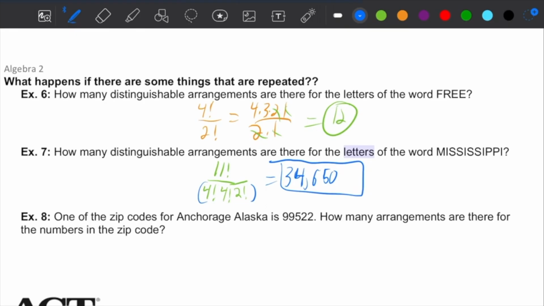So number 8, when we're trying to find zip codes or combinations of the zip code for arrangement, or excuse me, for anchorage, not arrangement, you would say, okay, there's 5 spots total. There's 2 9s and there's 2 2s. So you take 5 factorial divided by 2 factorial and another 2 factorial, one for the 9s, one for the 2s. And you'd end up getting 30 different combinations or different arrangements you could have.